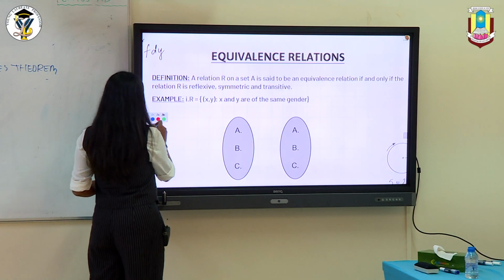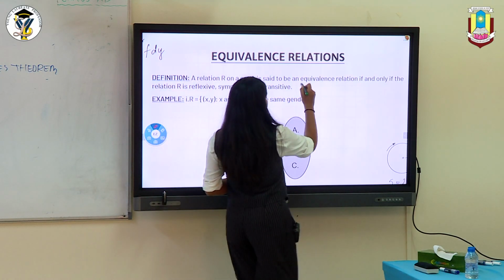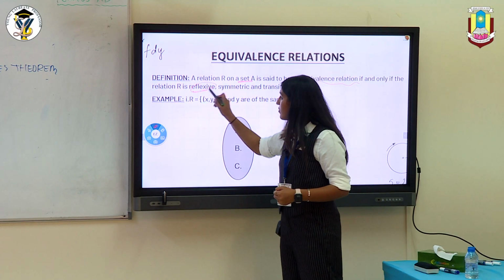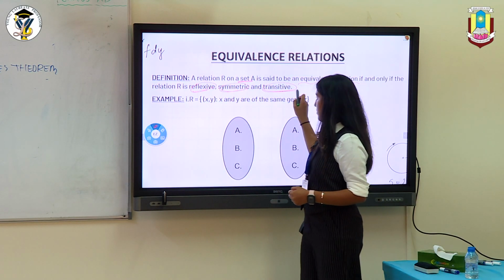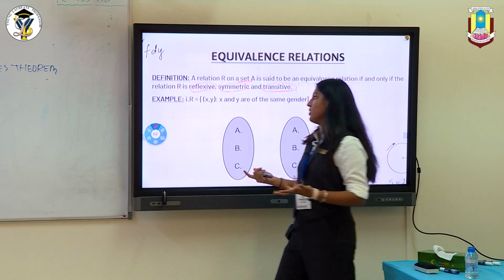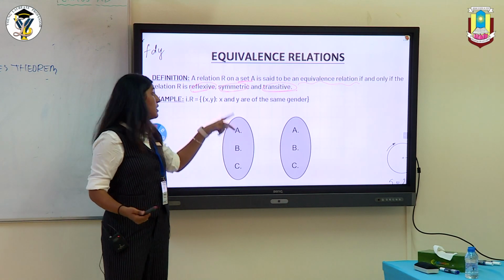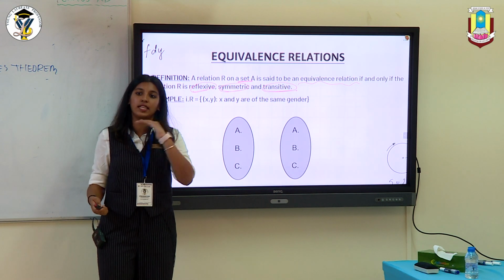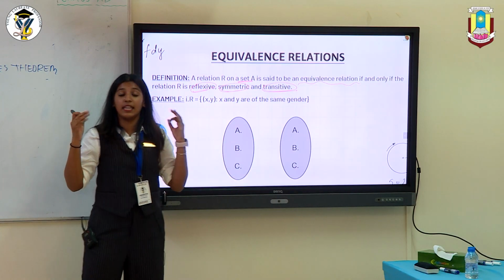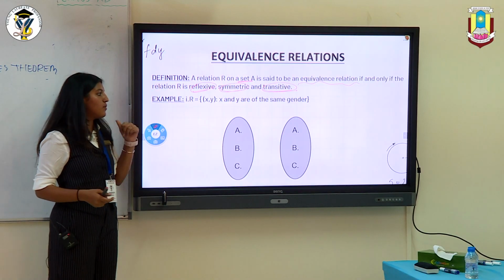A relation R on set A is said to be an equivalence relation only if the relation R is reflexive, symmetric, and transitive. If a relation satisfies all these conditions, it is reflexive, which means all the elements are related to themselves. If it's symmetric, if A is related to B, then B is related to A. And if it is transitive, if A is related to B, B is related to C, and A related to C is also present in the relation, then it is an equivalence relation.